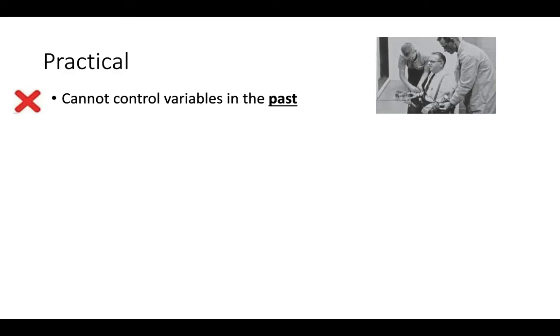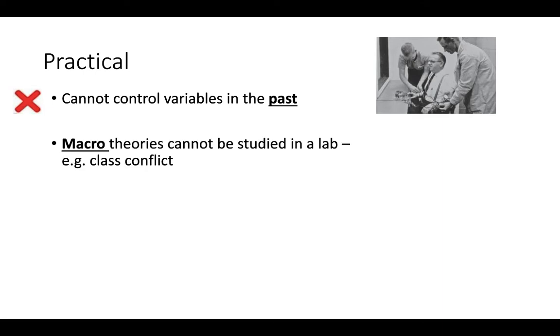Practical disadvantages. Well, you can't control variables in the past. We cannot go back and do a lab experiment on the suffragettes or on the civil rights movement. We just can't do it. Whereas with documents, you could go back and read letters and read newspaper articles.